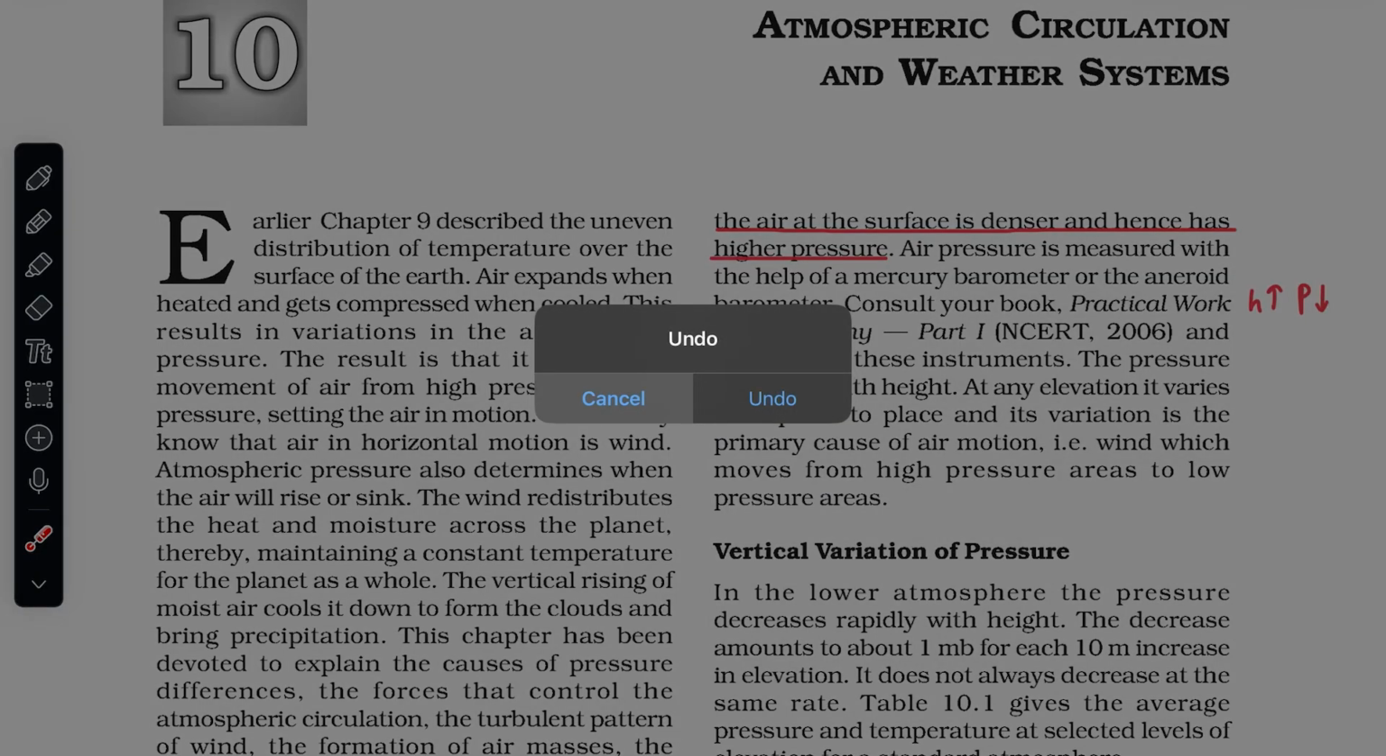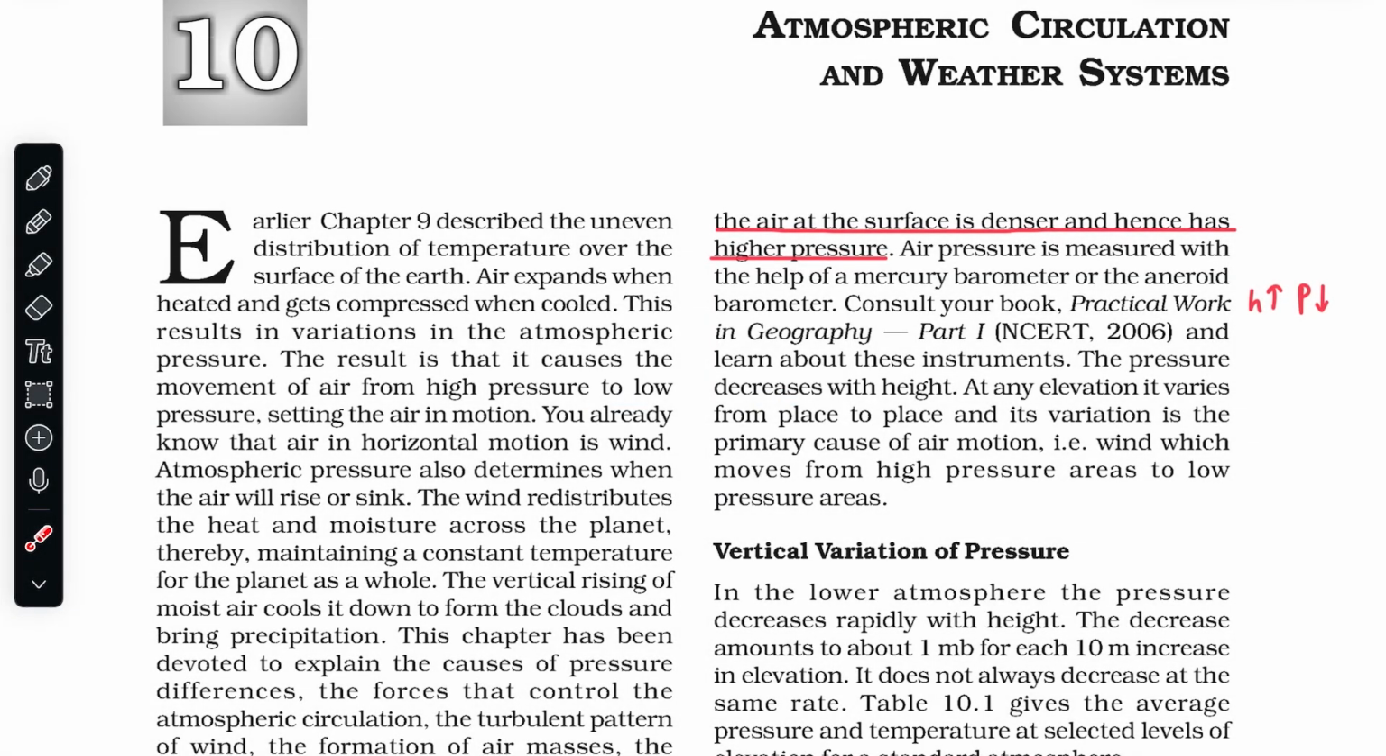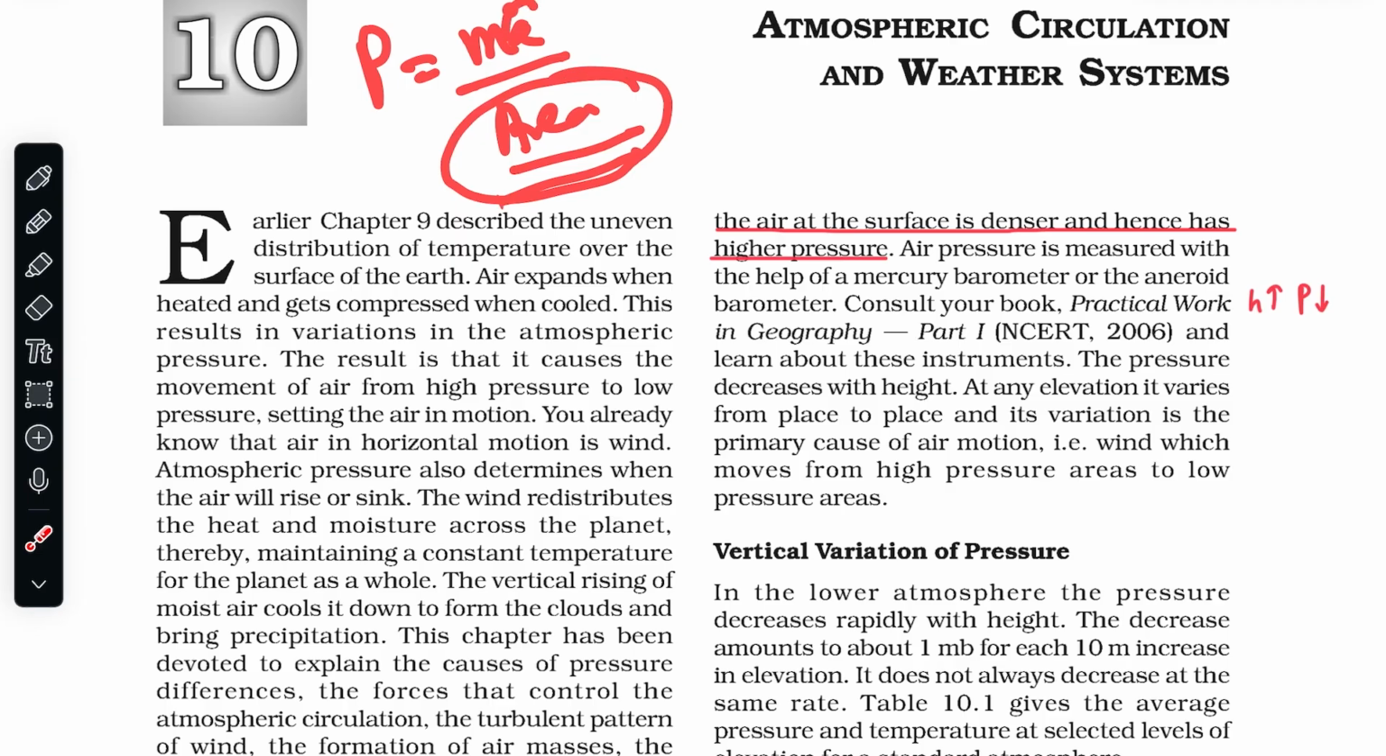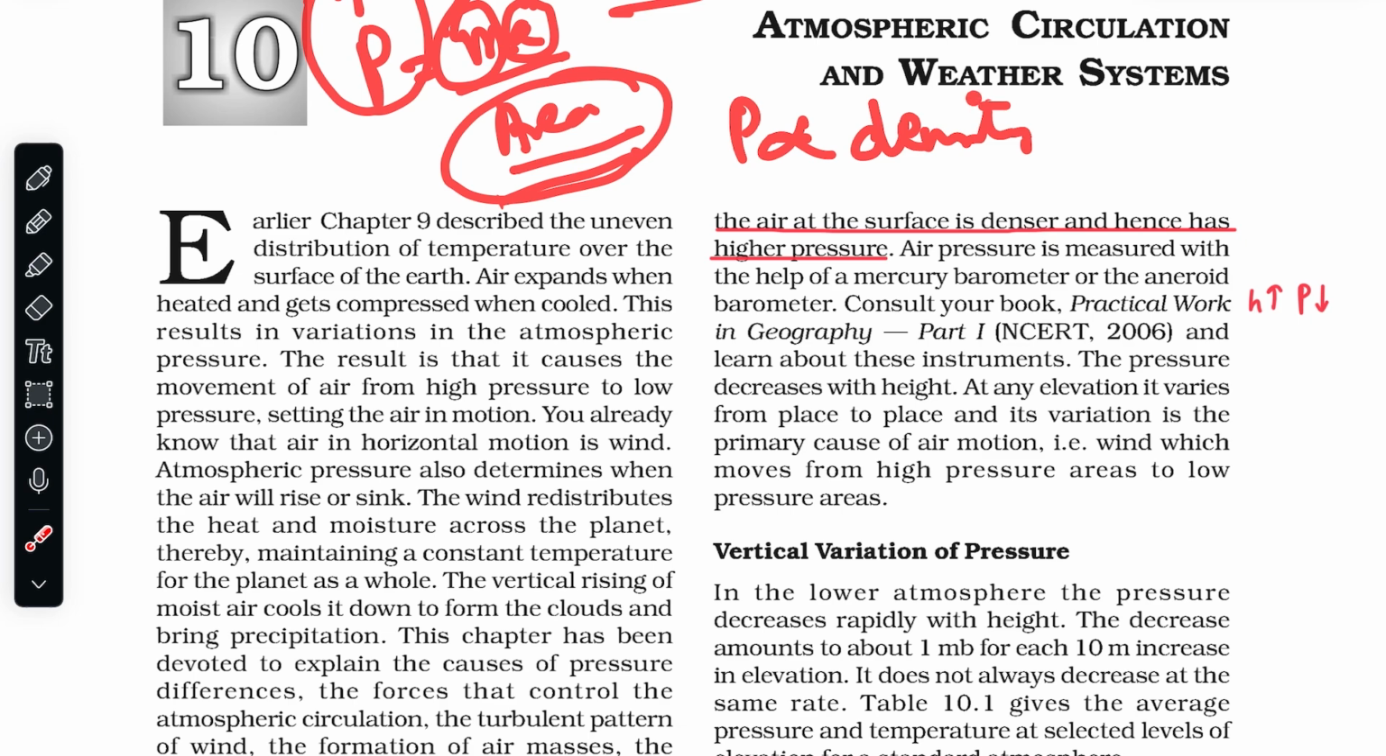Also, you could derive it as, since density equals mass upon volume, if density is greater, that means mass is greater. So, if mass is greater, then P equals ma by area, where this m is basically the mass. So if mass is high, the pressure is also high. So pressure is directly related to the density.